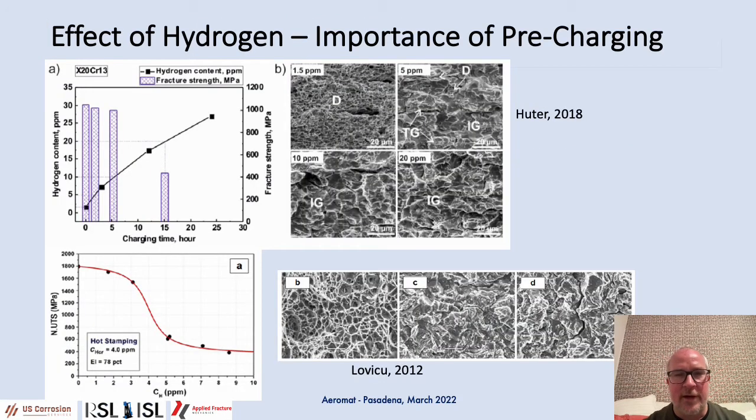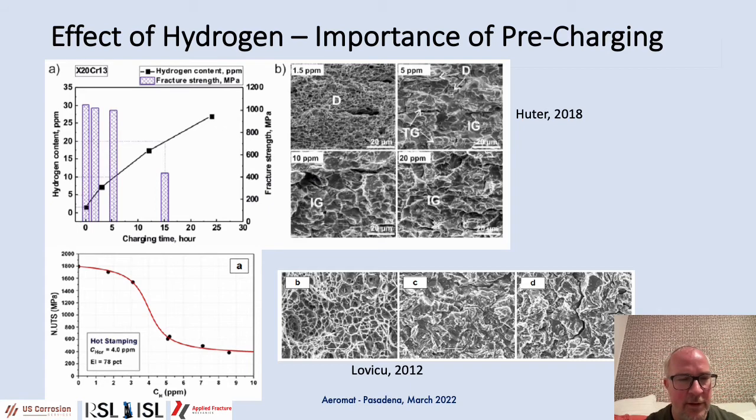So here's an example of how hydrogen affects materials. On the left side, we see the hydrogen content compared to the charging time, which is going up dramatically. And then we also see that the fracture strength drops off substantially as the hydrogen content increases. And what that means is when you look at the fracture surface, you see the initial fracture surface is a fairly ductile fracture.